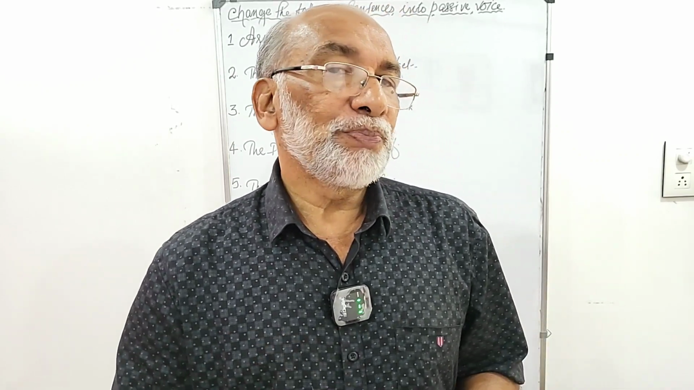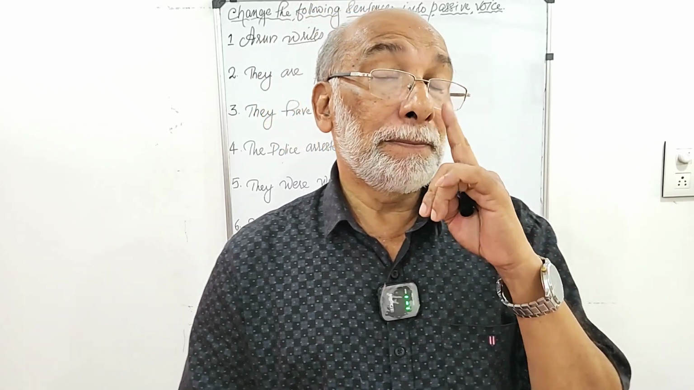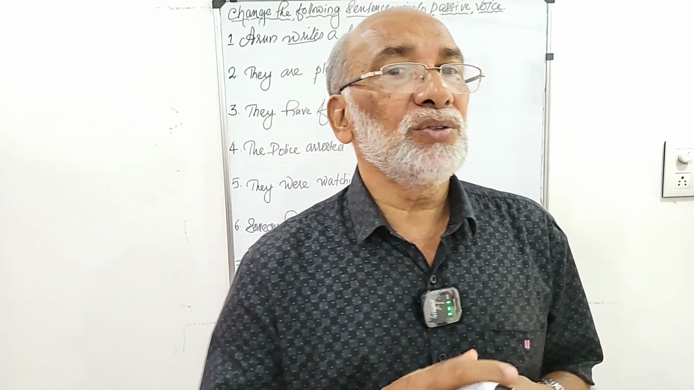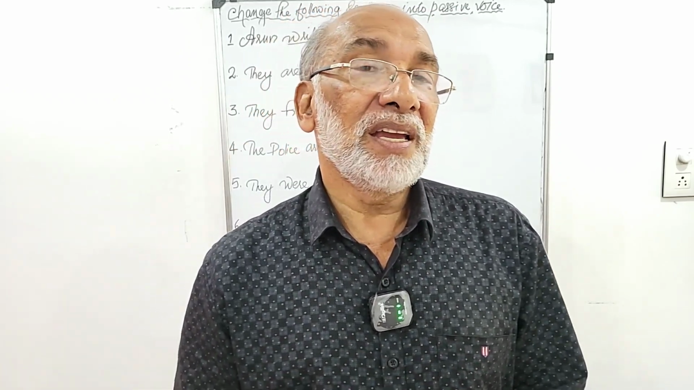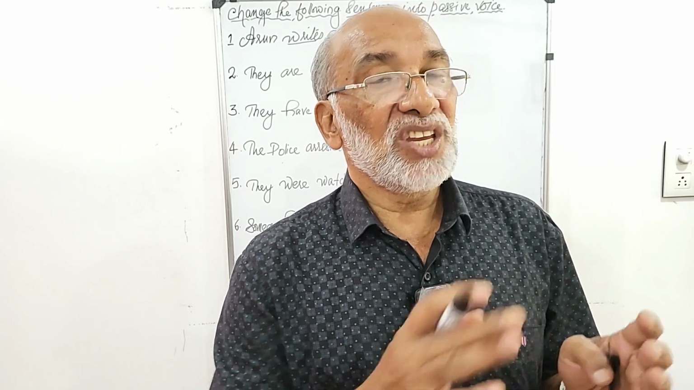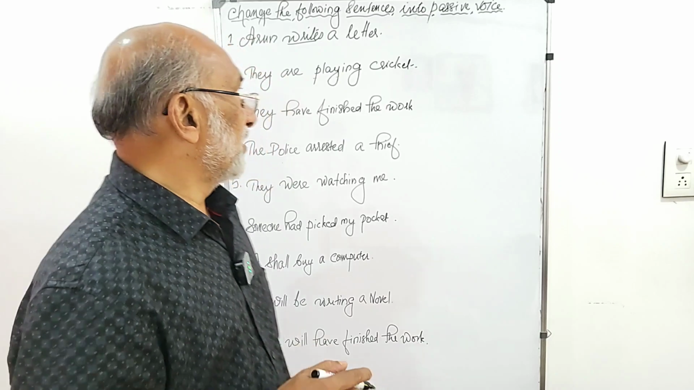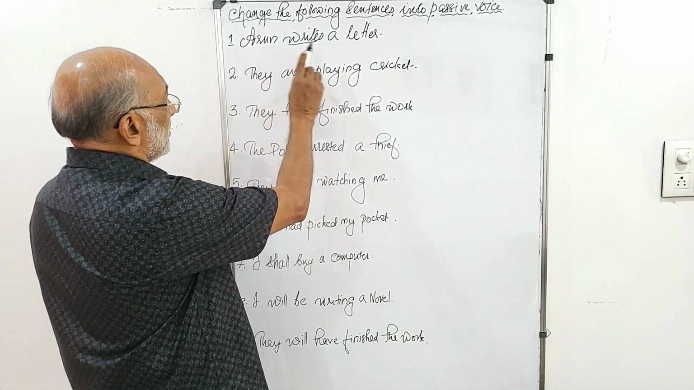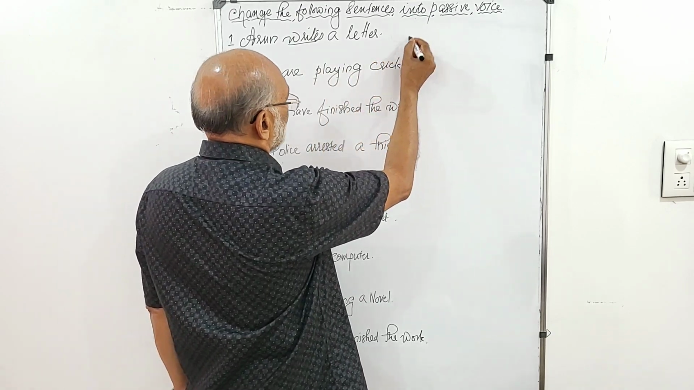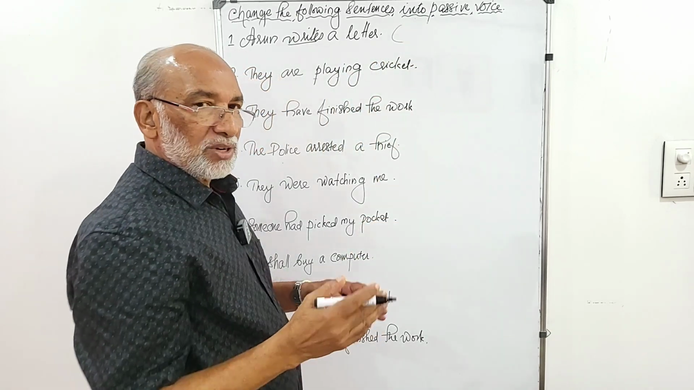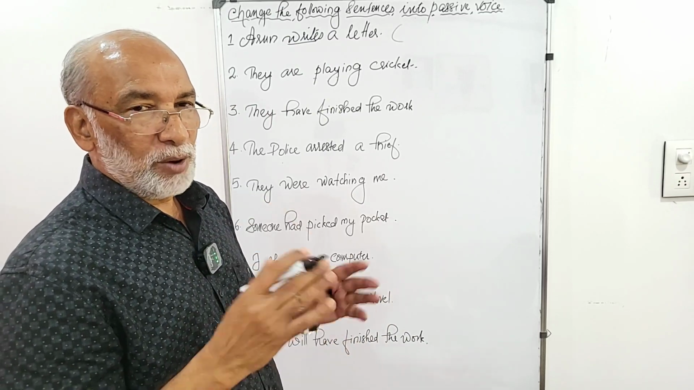So, let's start with the first one, and that is simple present tense. I will just give you the structure of the verb in the passive so that you can very easily change these sentences into the passive. Let's start with the first one. Arun writes a letter. Here, writes is the verb. So, naturally the subject becomes the object and the object becomes the subject. That common rule is there.